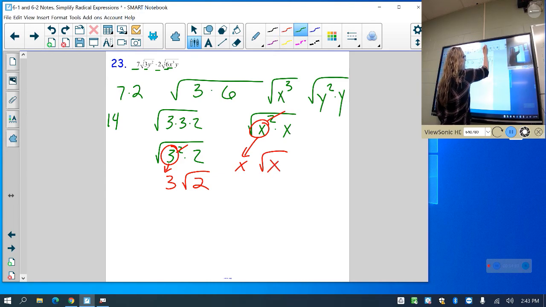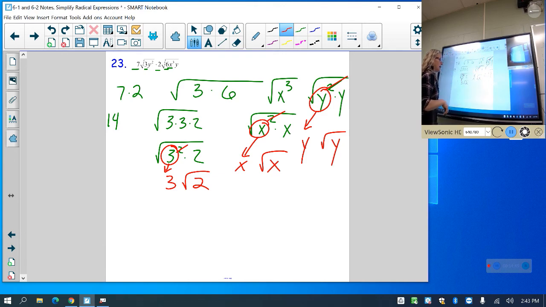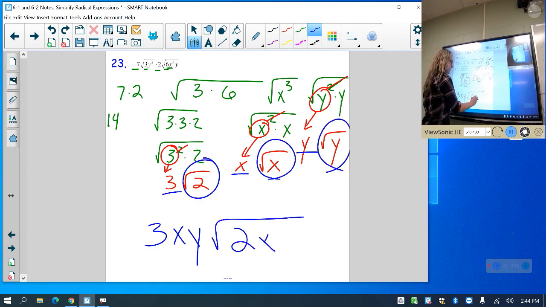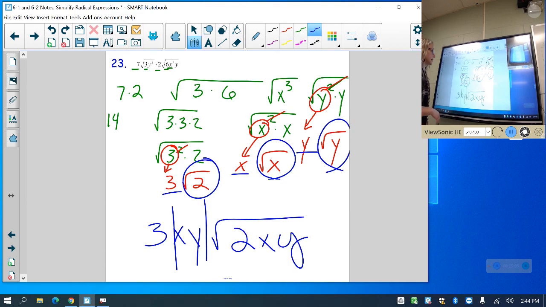Here, I'm going to go ahead, cancel out here, take my y outside, and I'm left with the radical of y on the inside. Now we have to organize it correctly. 3 comes first, and then my variables in alphabetical order, and then whatever's in the radicals has to go next. So I have 2xy in the radical. Even root, odd exponent, absolute values, and that's your final answer.